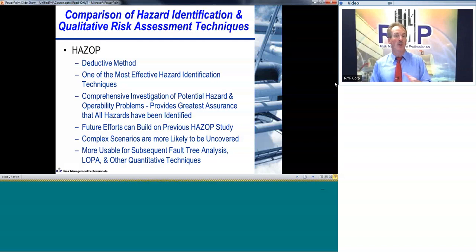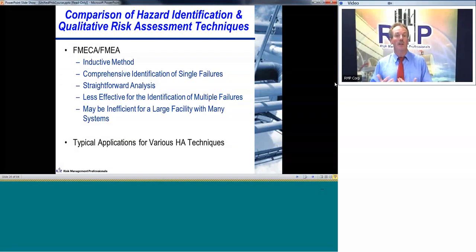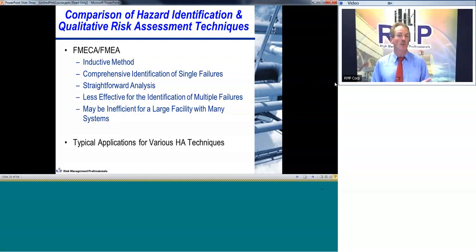You can also structure it, if you're careful when you're applying the HAZOP, so that it can be readily used as a basis for layer of protection analysis or other quantitative techniques. As I mentioned, FMECA and also failure modes and effects analysis are other tools that are applied. They are inductive. They can provide a good identification of single failures. They're fairly straightforward, but they're less effective for the identification of multiple failures or events that are happening at the same time. And again, as I mentioned before, typical applications for the various hazard analysis techniques involve the use of multiple tools for a given process.